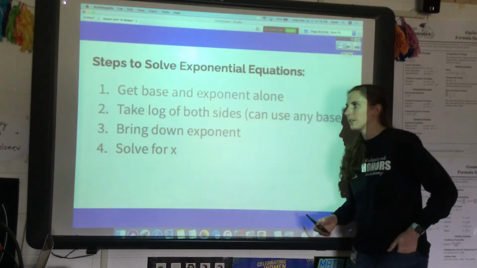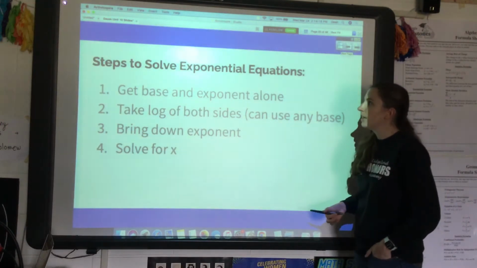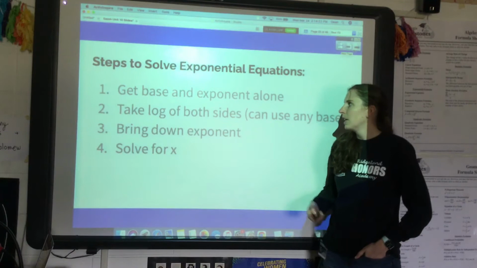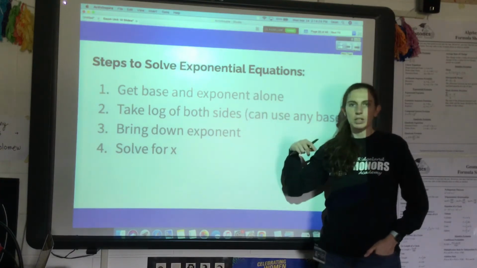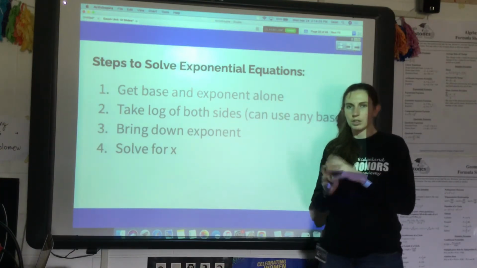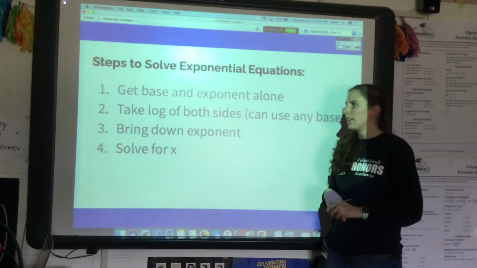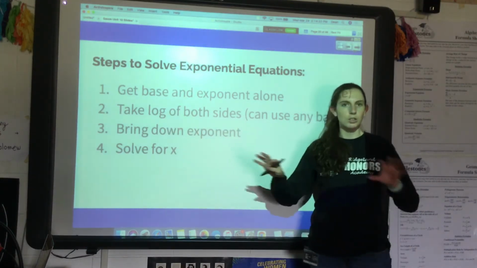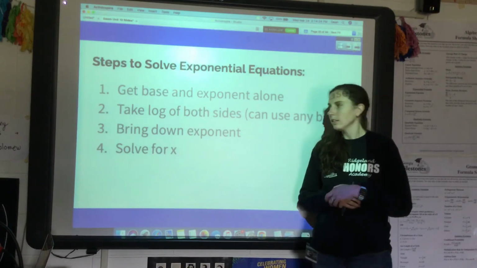Here are the steps if you want to jot these down. To solve an exponential equation, make sure you have the base and exponent alone. You might need to solve for just the base and the exponent. Then take the log of both sides. As long as you do it to both sides, you keep it balanced.